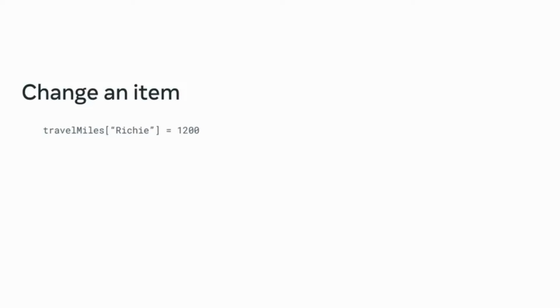Now let's explore how you can change an item. Again, you can have the dictionary name, which is travel miles, followed by the key of the value you want to change. In this case, recall that Richie exists. To update Richie's miles, you can type Richie in double quotes and inside brackets, followed by the equal sign and the value 1200.